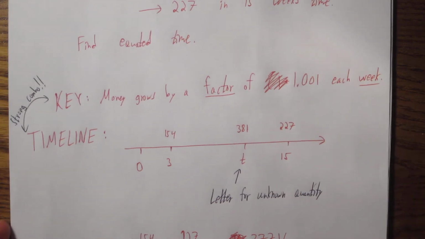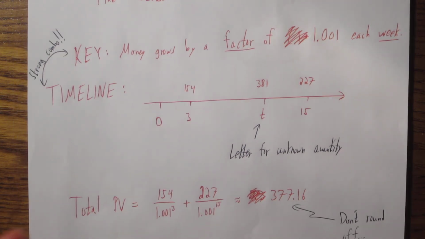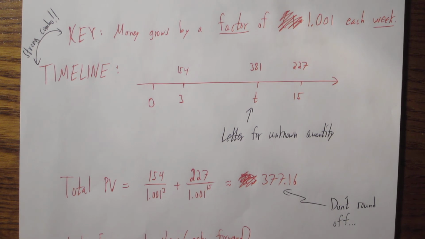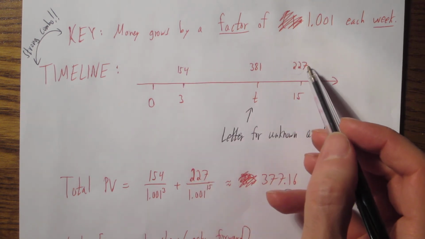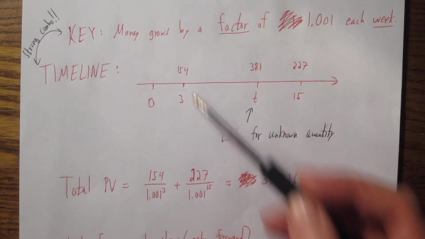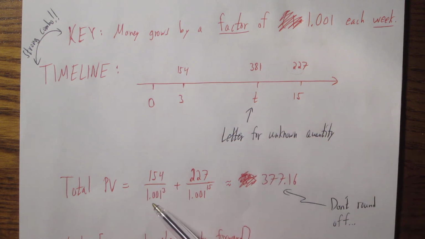So the recipe for equated time is to first find the total present value. So you take these two, you move them back. This guy is moved back 3 steps. So its present value is 154 divided by the factor to the power of 3, and this, so use a calculator, is 377.16. Don't round off in middle stages.